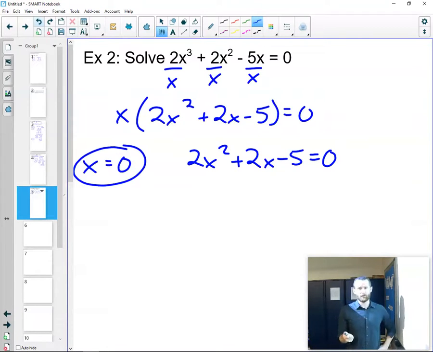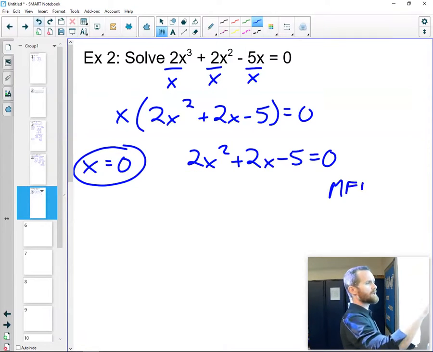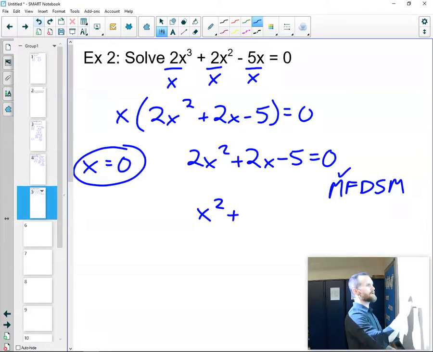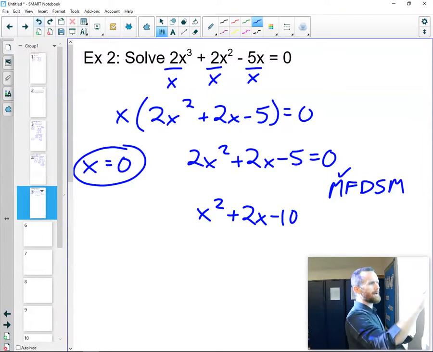I always like to try and factor first. There's no GCF remaining, so the lead coefficient of 2 means we need the stupid sentence: so most frogs don't say much. Let's see what happens. We multiply 2 times 5, and that gives us a new trinomial of x squared plus 2x minus 10. Now we've got to factor it.